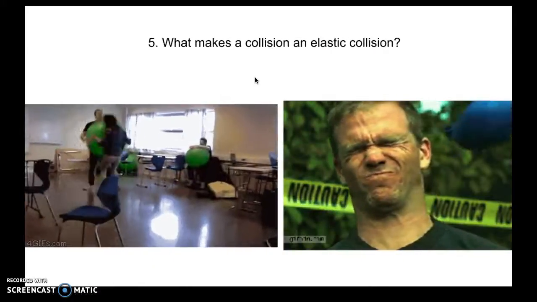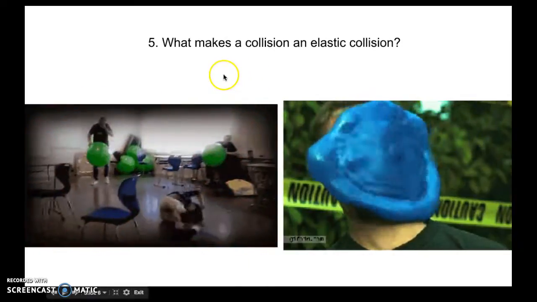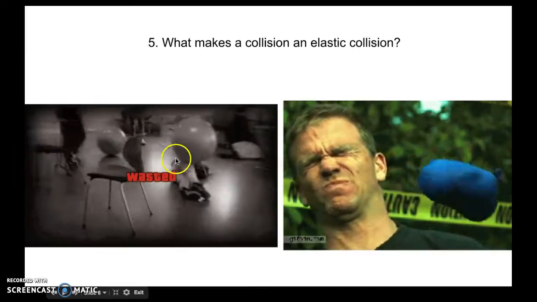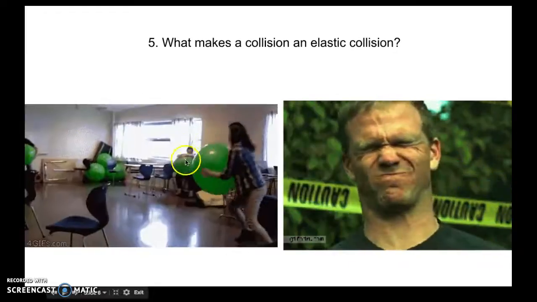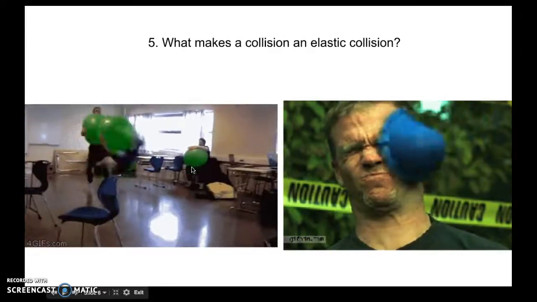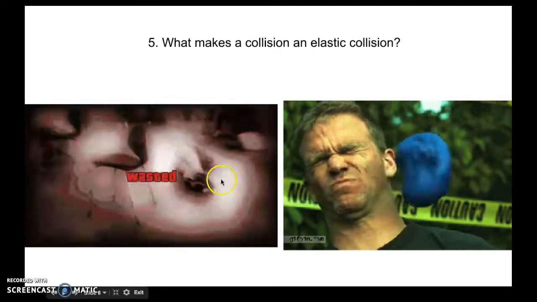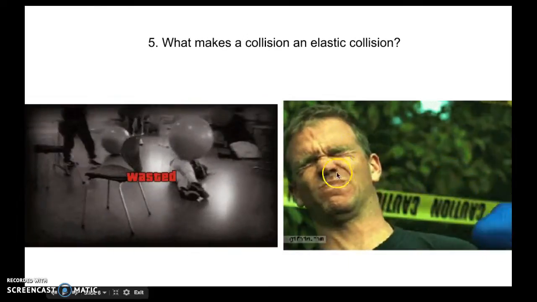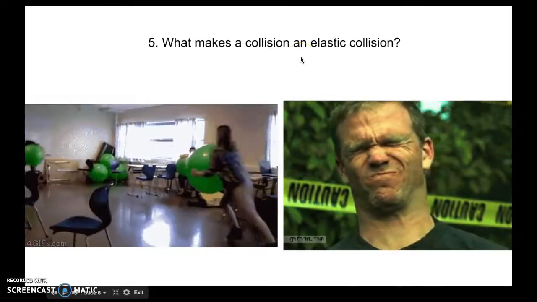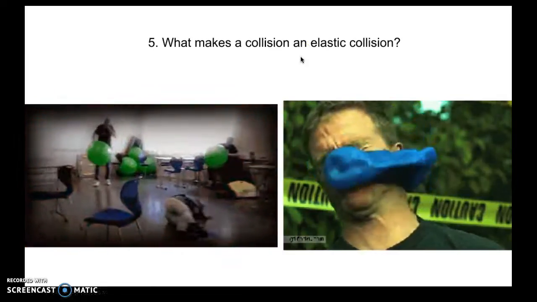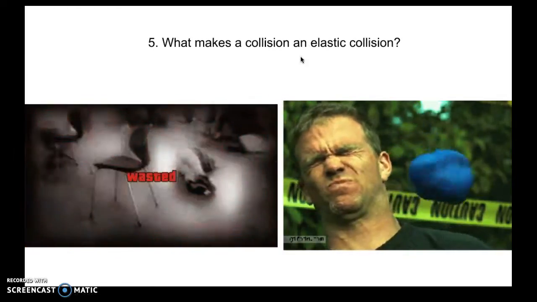What makes a collision an elastic collision? Well, here we have two people with large yoga balls that decide to run into each other, and the guy being probably much more massive than the girl, she goes flying. So this is another example of a more massive object hitting a less massive object. Here's a water balloon smashing into this guy's face. Both of these we would consider in physics often pretty elastic, but they're not completely elastic.